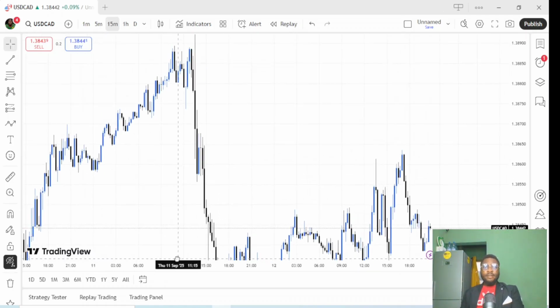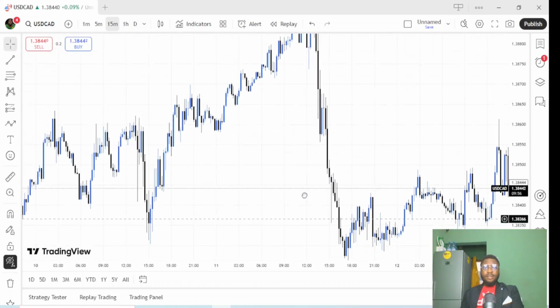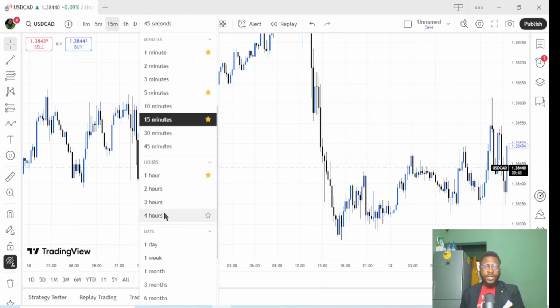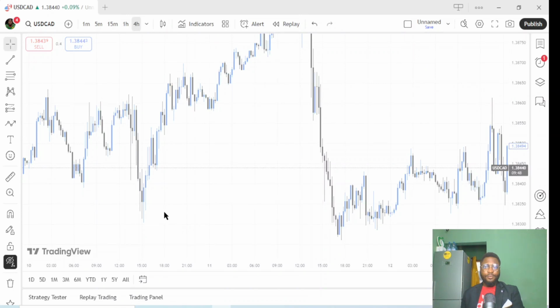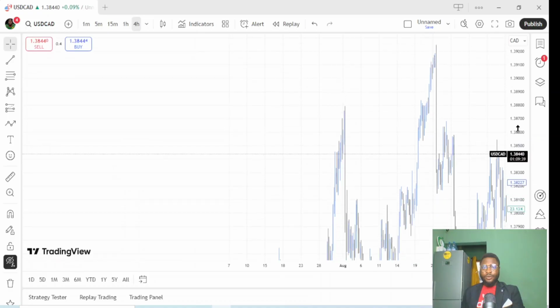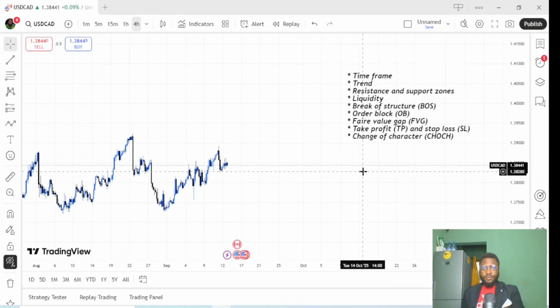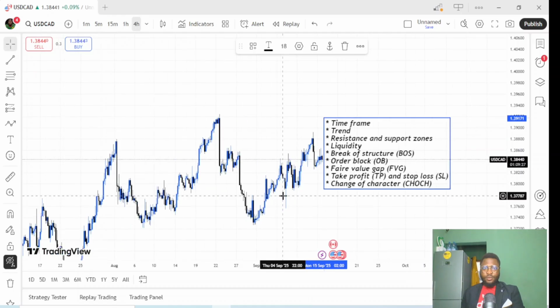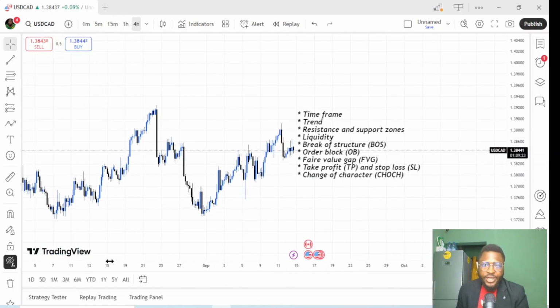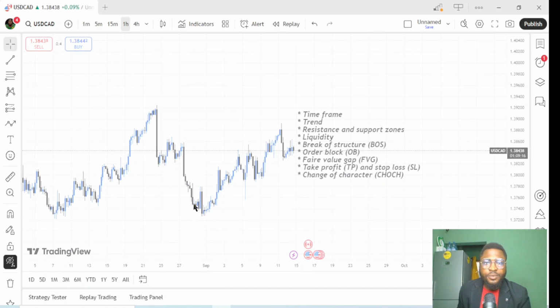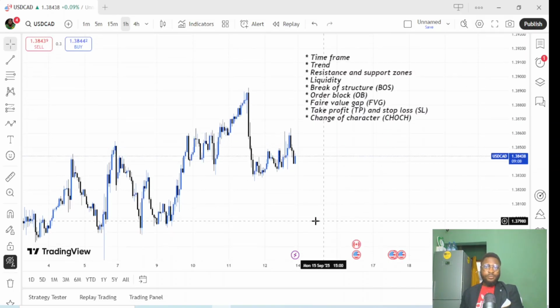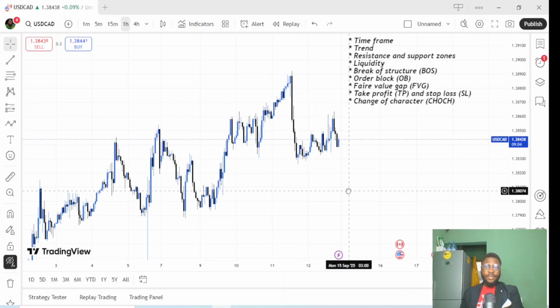For me to know whether the market is trending either up, down, or consolidating, I'll go to the 4 hours time frame. From the 4 hours time frame, the market is in an uptrend. Let me go to the 1 hour time frame. From the 1 hour time frame, the market visibly is still in an uptrend.